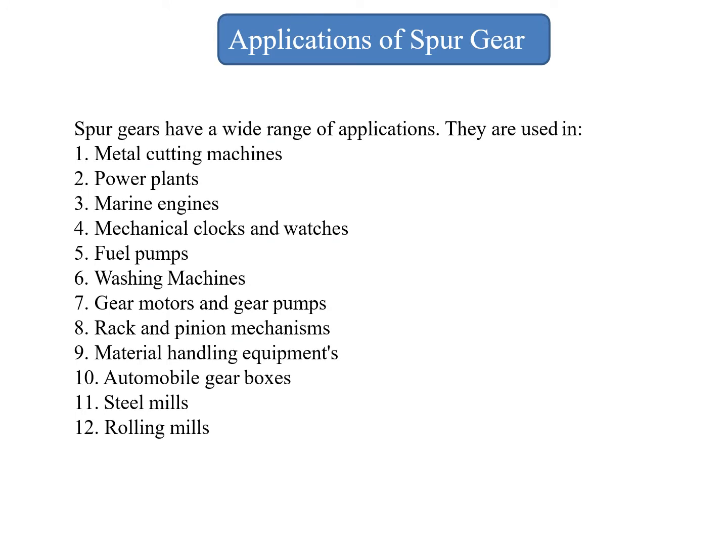The applications of spur gear: metal cutting machines, power plants, marine engines, mechanical clocks and watches, fuel pumps, washing machines, motors, gear pumps, rack and pinion mechanisms, material handling equipment, automobile gearboxes, steel mills, rolling mills. So various applications are there for spur gears and they are widely used. Talking about speed, spur gears are used at low speeds, and the transmission ratio for spur gear is about 6:1.